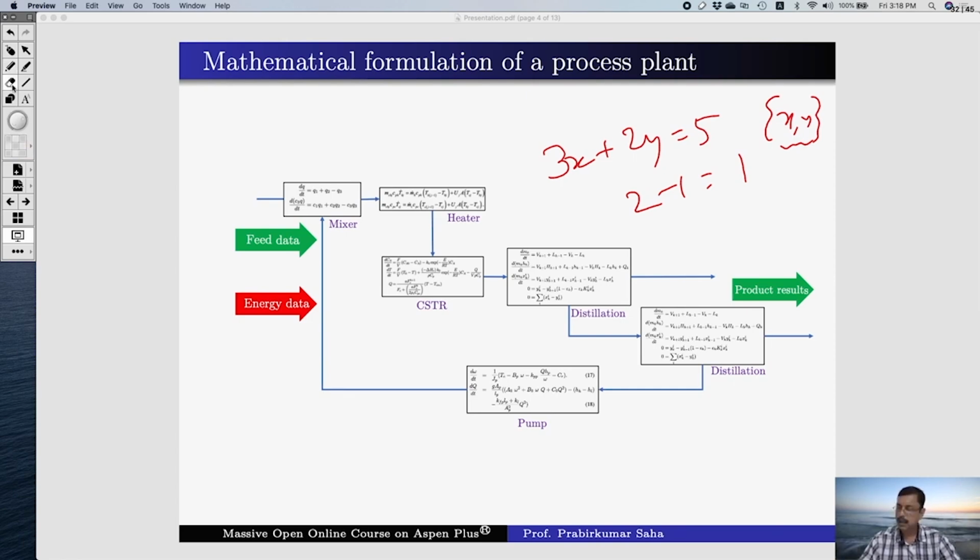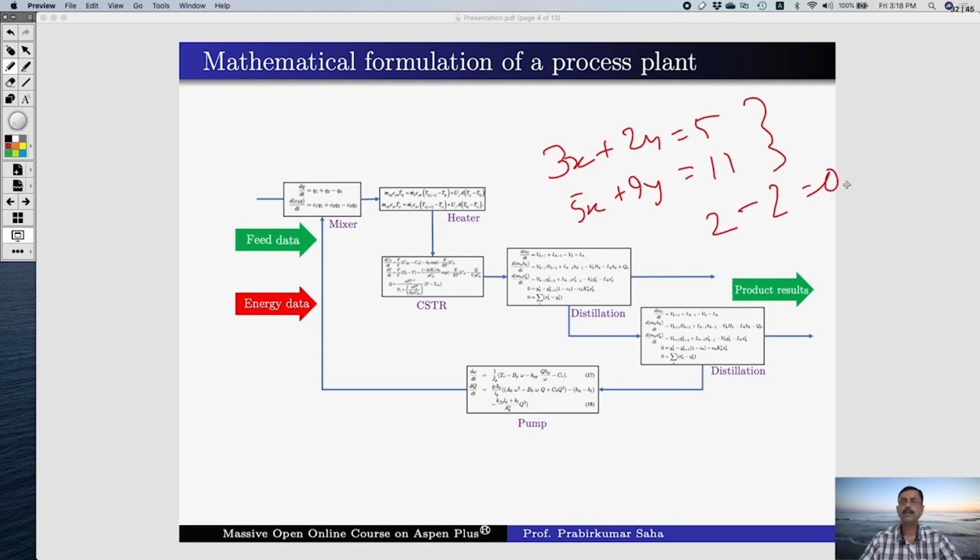But instead, if you have another equation like 5x plus 9y is equal to 11, then obviously you have two equations and two unknowns. You have degrees of freedom 0. That means there will be only one pair of x and y. For this, the system is defined.